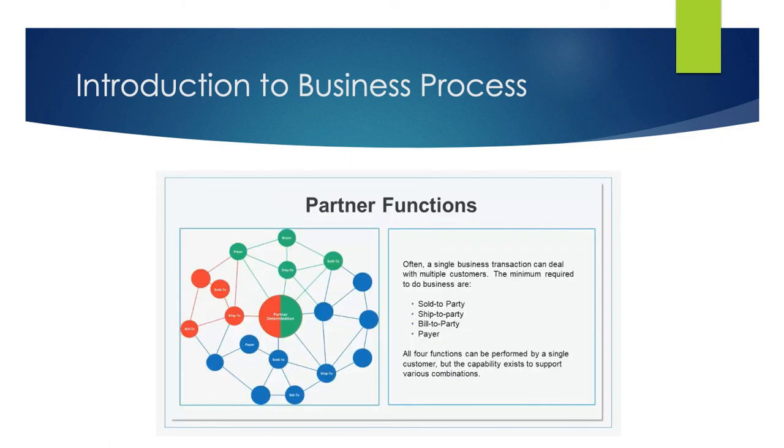Next, we take a look at partner function. Sometimes a single business transaction can deal with multiple customers. It could be sold to party, ship to party, bill to party, and payer. So typically, in the green dot there we see a typical company function where all the 4 functions are being performed by a single customer.